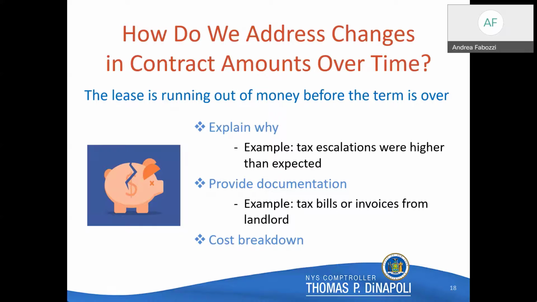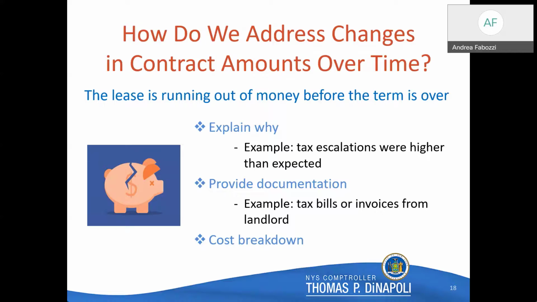In the case of overestimated costs resulting in a surplus, the excess remaining amount must be subtracted from the value of any new transaction. In the case of underestimated costs resulting in a shortage, the lease is going to run out of money before the term's over. So you'll have to send us a transaction to add money to the lease.